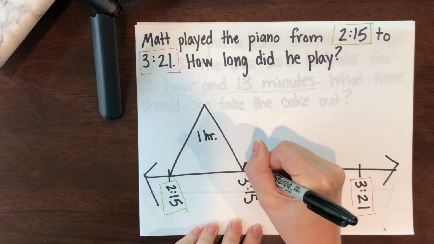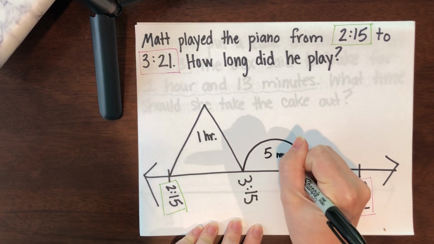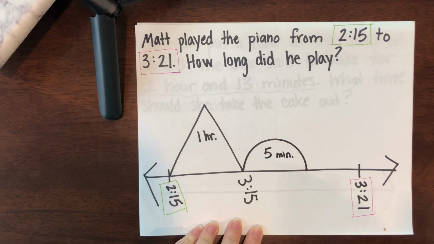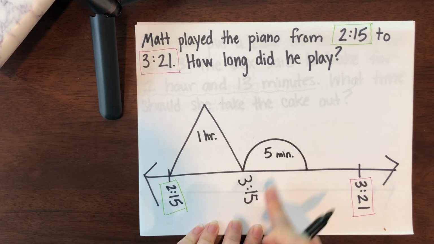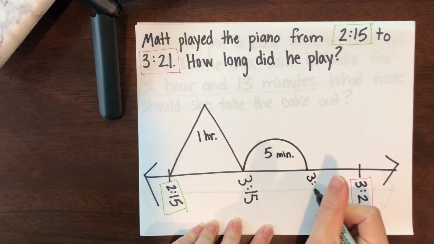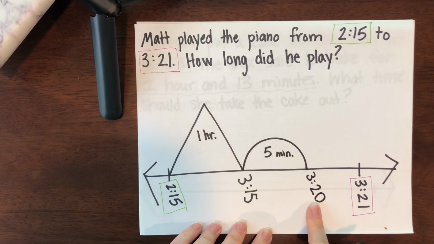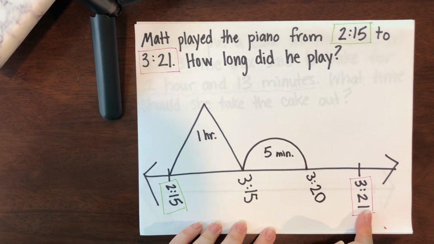So I'm going to draw one hill, and I'm going to label this one 5 minutes. So if I added 5 minutes to 3:15, I would get 3:20. Now, you guys know, and I bet you're thinking, well, Miss Pascal, 3:20 is really close to 3:21. That's only 1 minute away. So I hope that you're thinking, I need to draw one more symbol, and that is a rock.